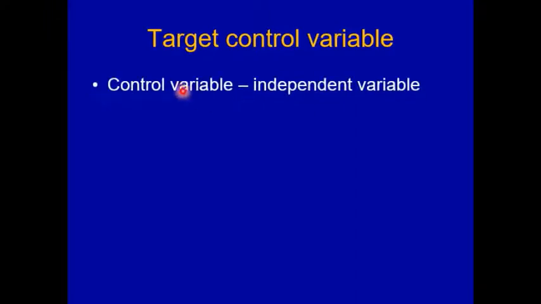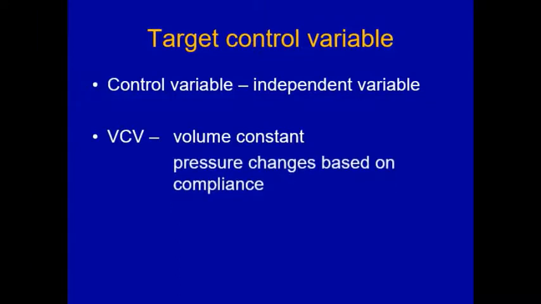So next, coming to the target control variable. Here the control variable is the independent variable. Here we are going to fix the tidal volume. For example, in case of volume control ventilation, we are keeping the volume constant, and the pressure changes depending upon the compliance of the lungs. When the lung compliance is better, the pressure will be less. And when the lung compliance is bad, then the pressure is more.